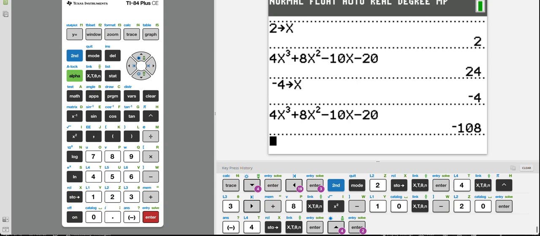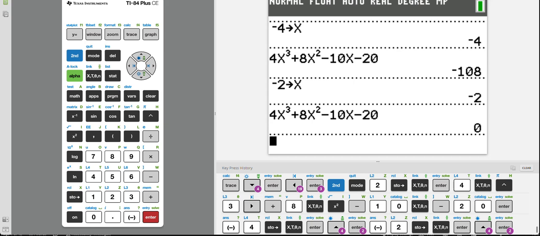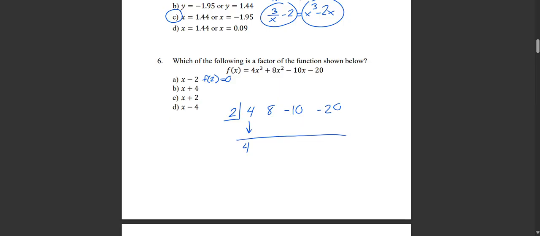That is also not a 0. Okay, let's try negative 2 for x plus 2. That one is a 0 of the function. So x plus 2 will be a factor, right? And if you put negative 2 in the function to test this out and divided it out, you should get a remainder of 0, I think.